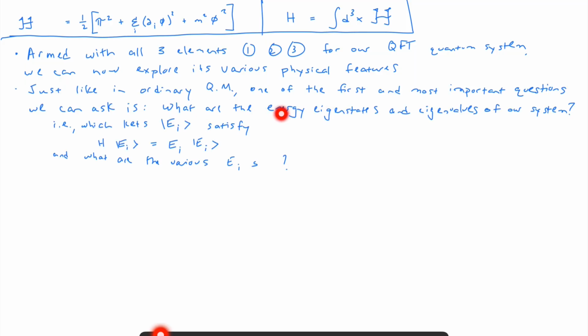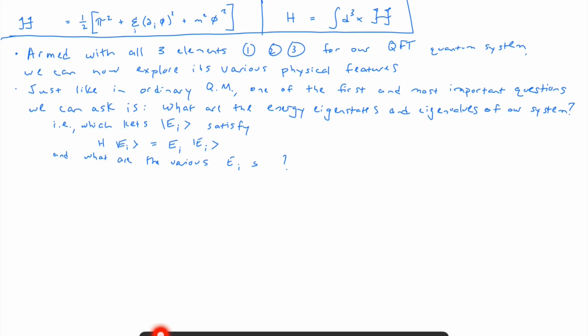Just like in ordinary quantum mechanics, after we've defined our physical system, Hilbert space, operators, and Hamiltonian, one of our first and most important questions we can ask is, what are the energy eigenstates and eigenvalues of our system? You probably recall from quantum mechanics that this is one of the most important questions you can ask for any system, like the hydrogen atom. It correlates with a lot of important physical findings, and it also helps you understand a lot of physics behind this system as well.